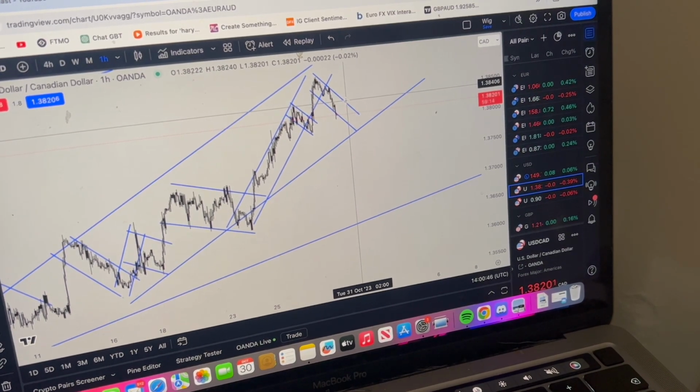But yeah, I hope that helps anyone understand a bit better. Obviously, there's different strategies to trade the market, but this is just something I've been doing that's really helping me. It's from the Falcon FX course I learned.